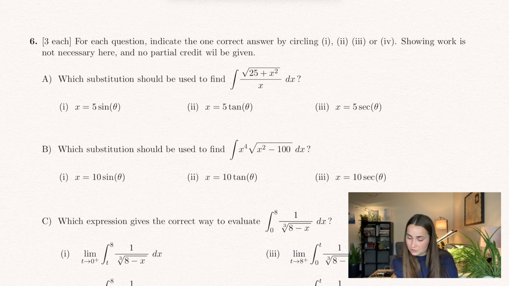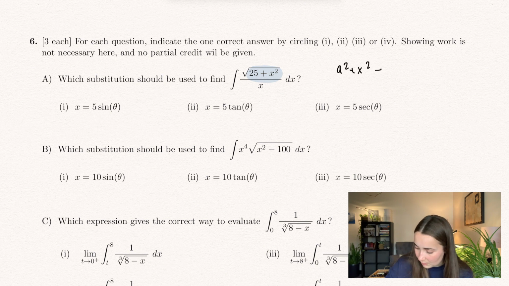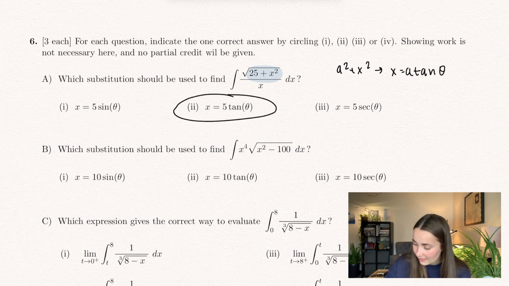So we are going to just circle the correct answer. Which substitution should be used to find this whole integral? In order to look for trig substitution, I want to see my a squared and my x squared. That's a squared plus x squared, which cues you into x equals a tangent of theta. And that is going to be 2 right here. That's a squared is 5 squared plus x squared, and so that tells us a is equal to 5.